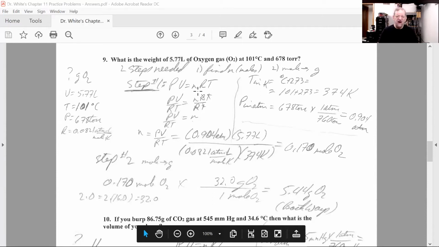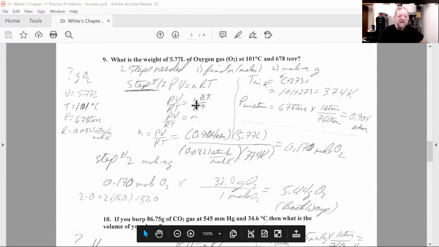So how do I solve for n? I get rid of RT. Why am I using PV equals nRT? I have a gas, I'm trying to get a weight, and I'm given volume, temperature, pressure. Nothing changes. That immediately tells me PV equals nRT. So to get rid of RT, I divide by RT. Whatever I do on this side, I do on this side. I now have n equals PV over RT.